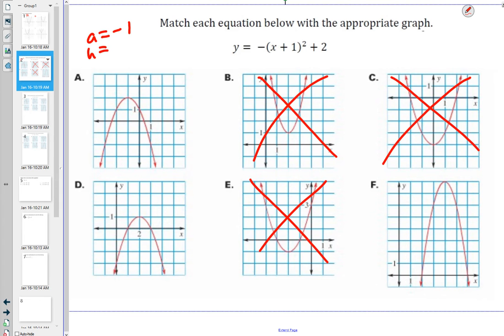What is H? -1, and what's K? 2. So which one of these has a vertex at -1, 2 and is facing down? Vertex is at -1, 2, opening down.